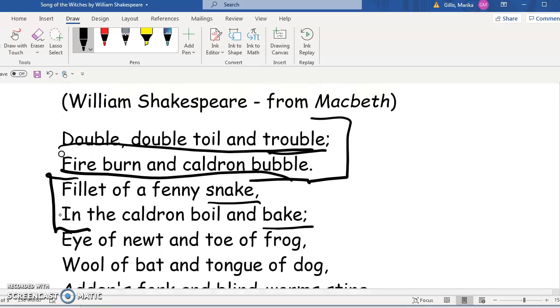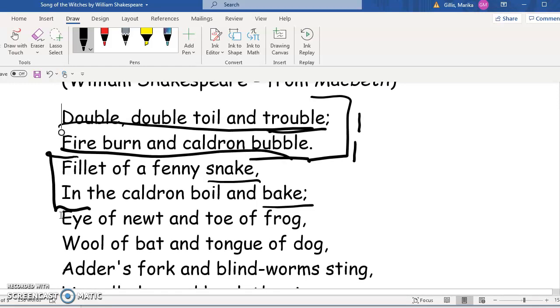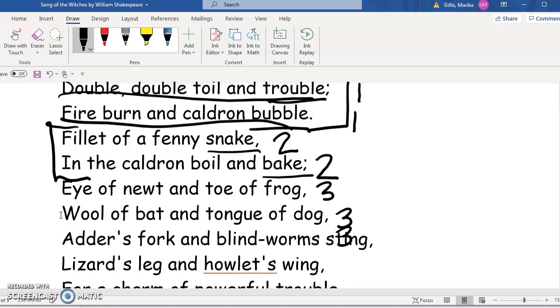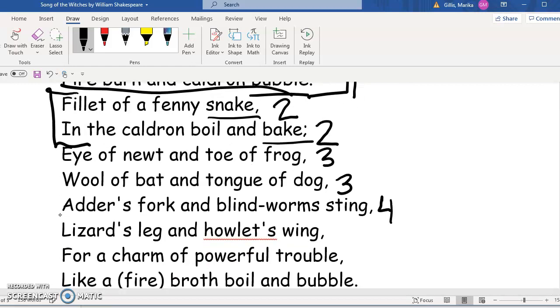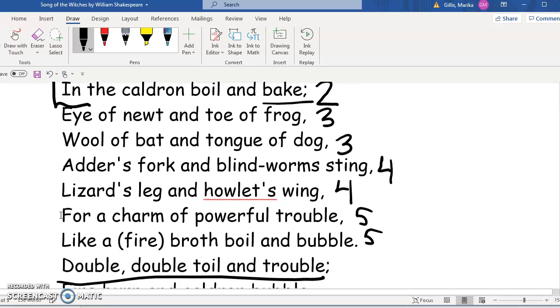Now let's take a look at the rhyming pattern of the poem. "Double, double, toil and trouble, fire burn and cauldron bubble," I'm assigning both of those 1 because they rhyme with one another. Then we have snake and bake as rhyming words for the second two lines. Then we have frog and dog. Then we have sting and wing. Then we have trouble and bubble. So as we continue through this poem, we see that the two lines right next to one another rhyme.